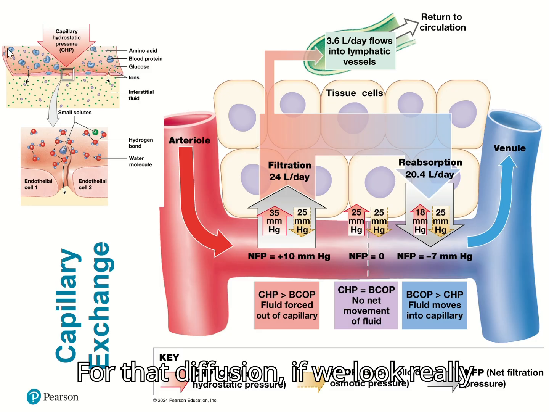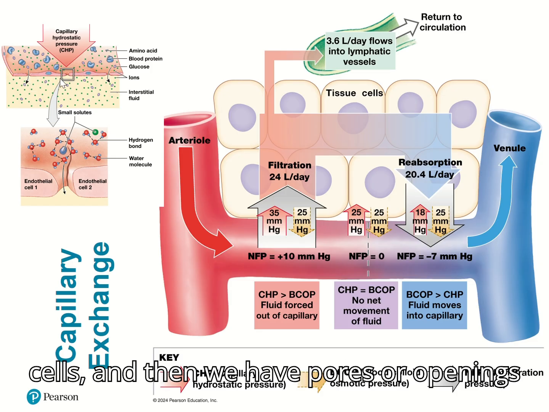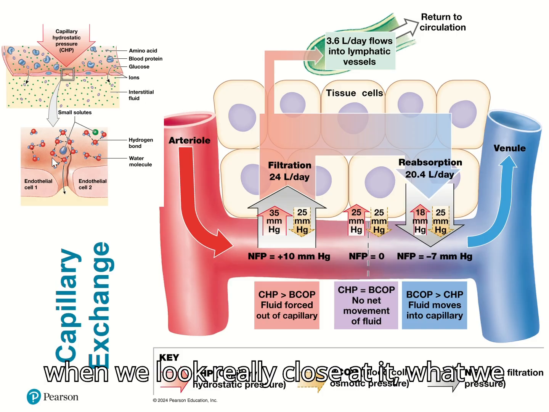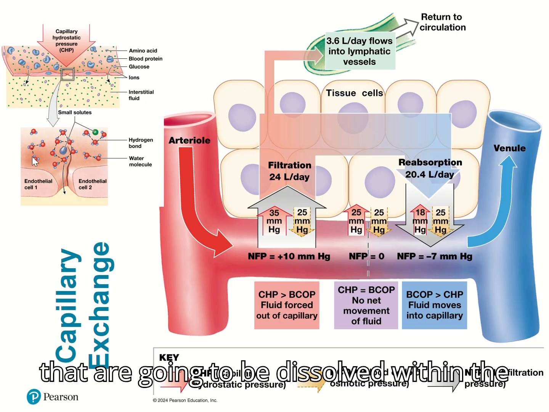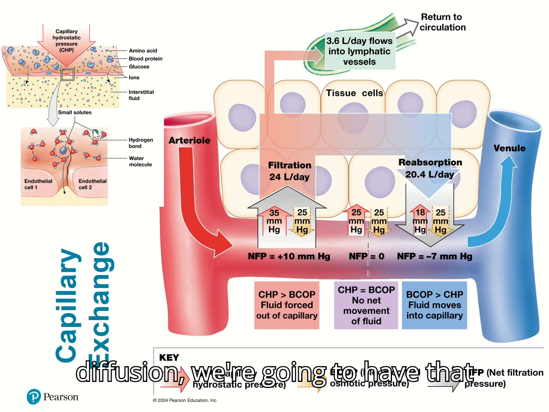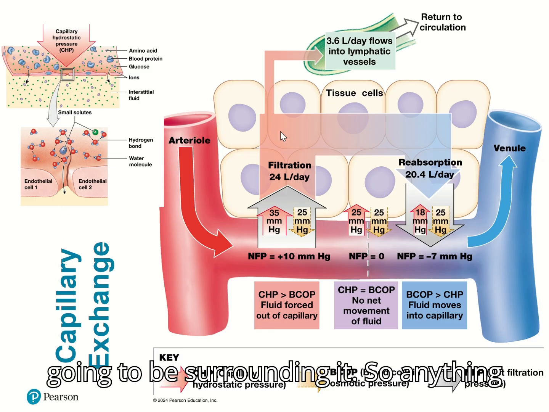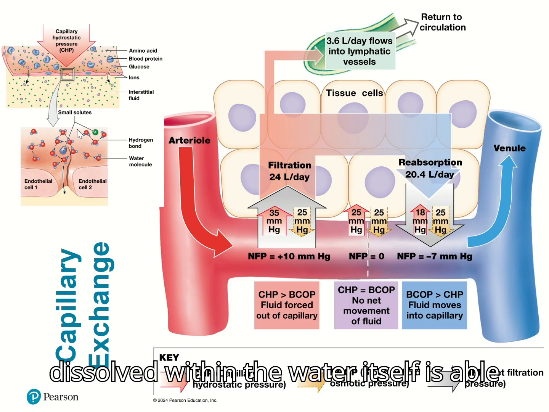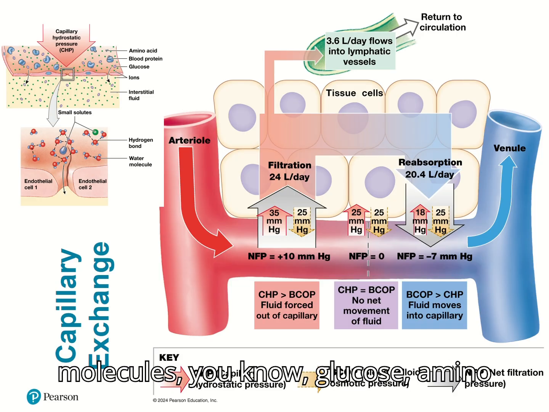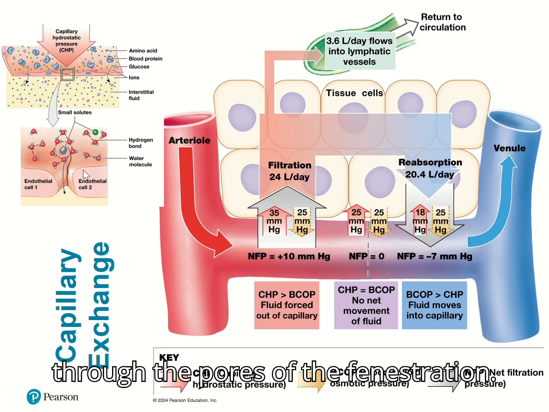For that diffusion, if we look really close up, we can see here are our endothelial cells, or simple squamous cells, and then we have pores or openings between each of those cells. Now, when we look really close at it, what we can see is that you have small solutes dissolved within the water. The water is going to be carrying all these small solutes, and with diffusion, we're going to have that flowing out through the pore, and then it's going to go to the tissue that's surrounding it. So anything dissolved within the water itself is able to flow very easily through it. That can be things like ions, small organic molecules, glucose, amino acids. Those are easily going through even the continuous capillaries or through the pores of the fenestration.